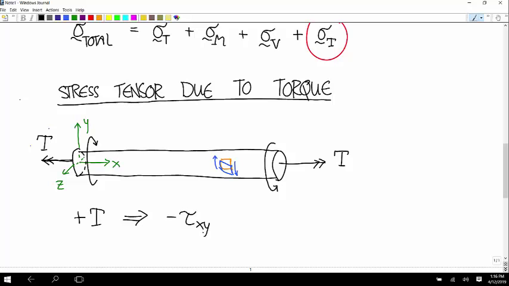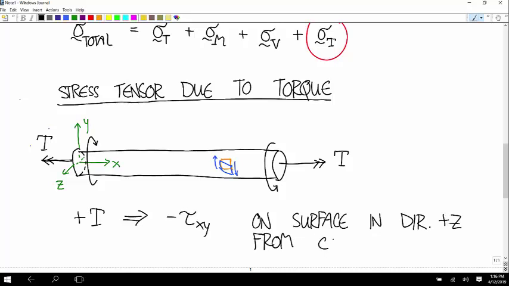Then it's still going to be on the X face, but it's going to be in the Z direction, right? So in other words, this relationship only holds for a stress element that's on the positive Z side of the surface, okay? So this is on the surface in the direction of positive Z from the centroid.